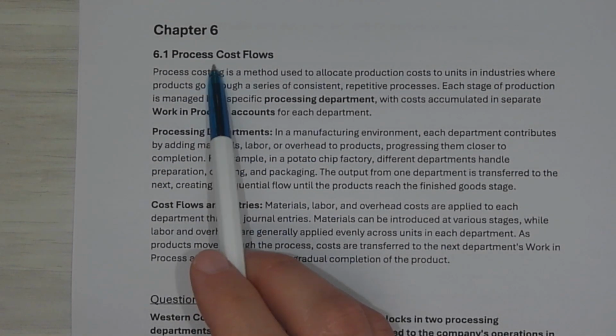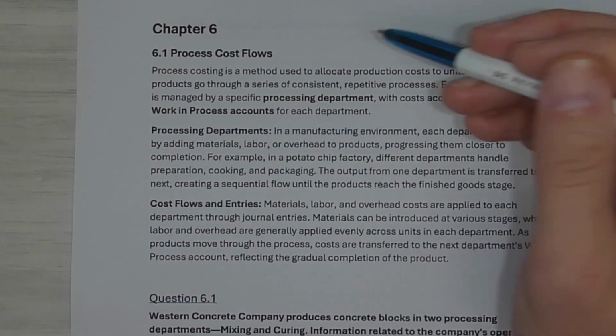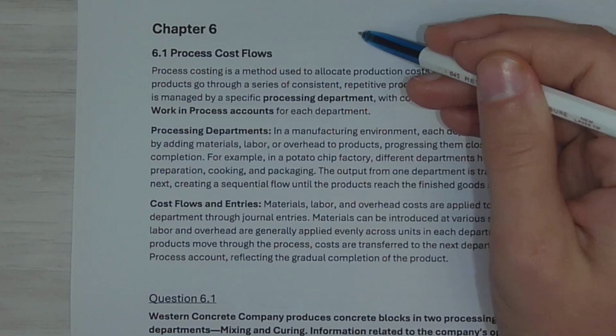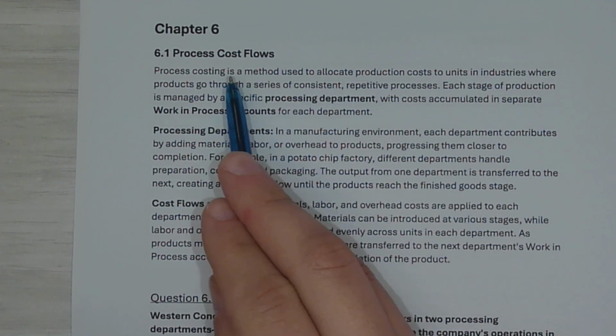We're going to focus on process cost flows. So what we did in previous chapters was focus on a per job basis, meaning anytime there was an order, we would cost it directly to the job. But what happens when we have a customer or a company, pardon me, that is all about the process?